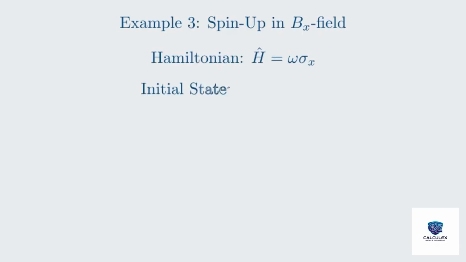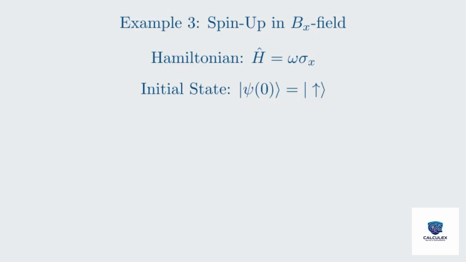Our final example of time evolution shows how a system can change its state. Let's place a spin-up particle in a magnetic field that points in the x direction. The Hamiltonian is now proportional to sigma x. We start in the spin-up state. Unlike the last example, our initial state is not an eigenstate of H hat equals omega sigma x. Remember, the eigenstates of sigma x are spin-up-x and spin-down-x.